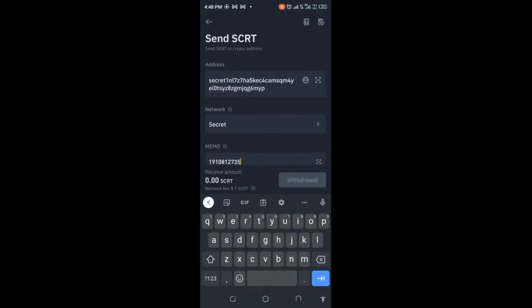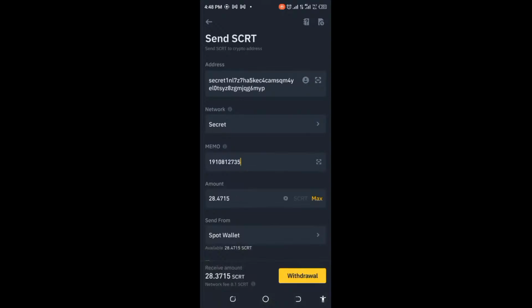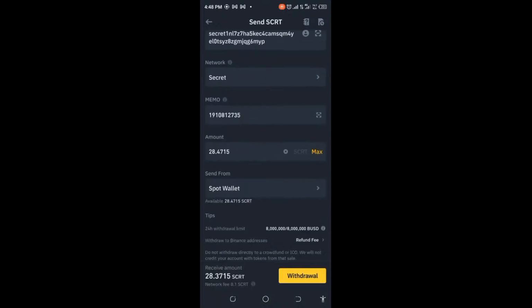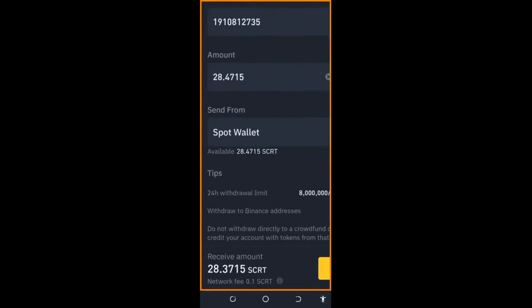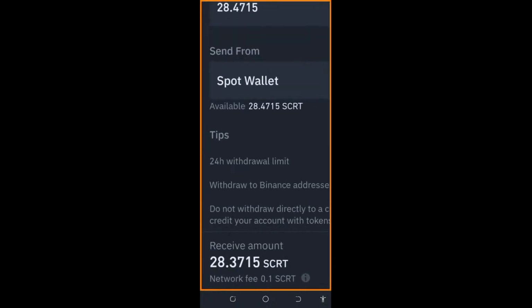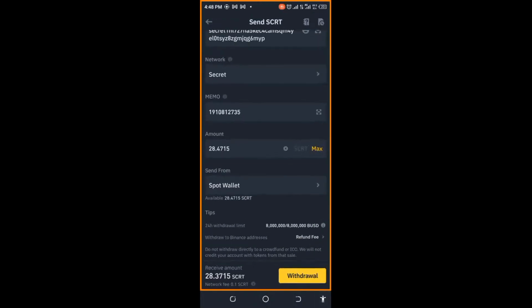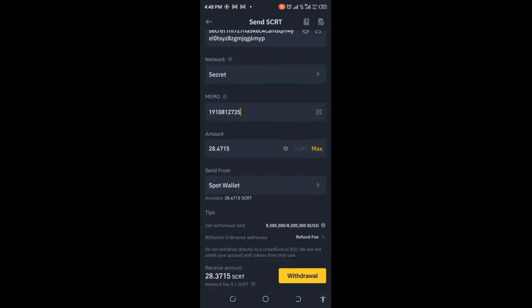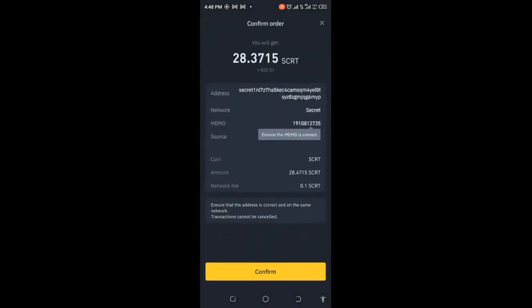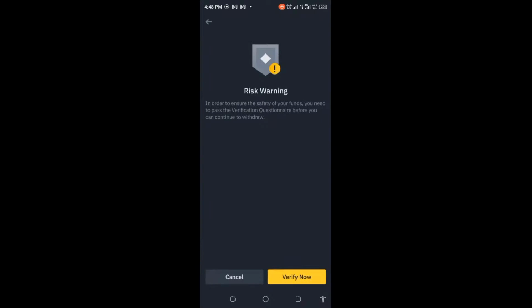Okay, so now we're going to take up everything that we have here, and you can see we already have that. The transfer fee is 0.1 SCRT, which is like 8 cents, which is still on the safe side. It's okay, so we're just going to go ahead and withdraw. Okay, it's telling me to do my verifications and to confirm whether I want to withdraw this. Okay, I'll do that, and then we'll be back.